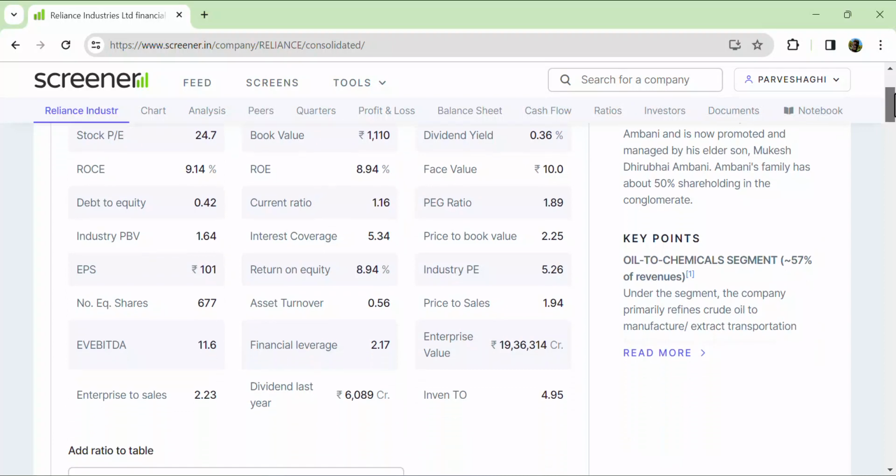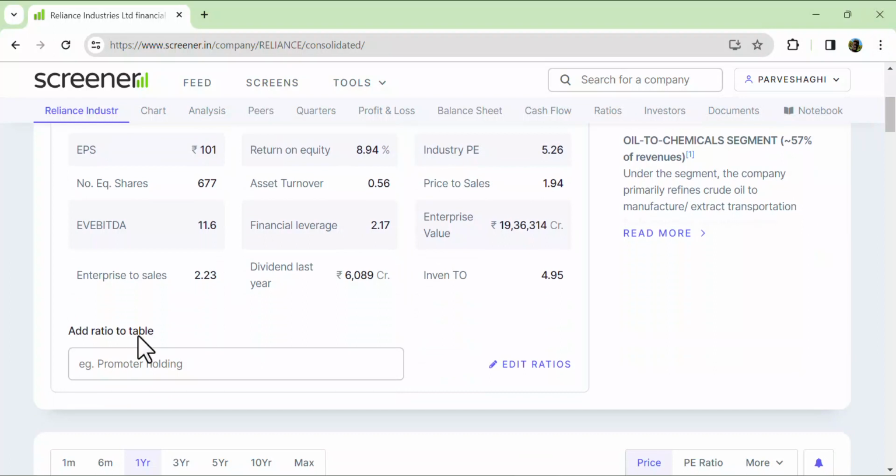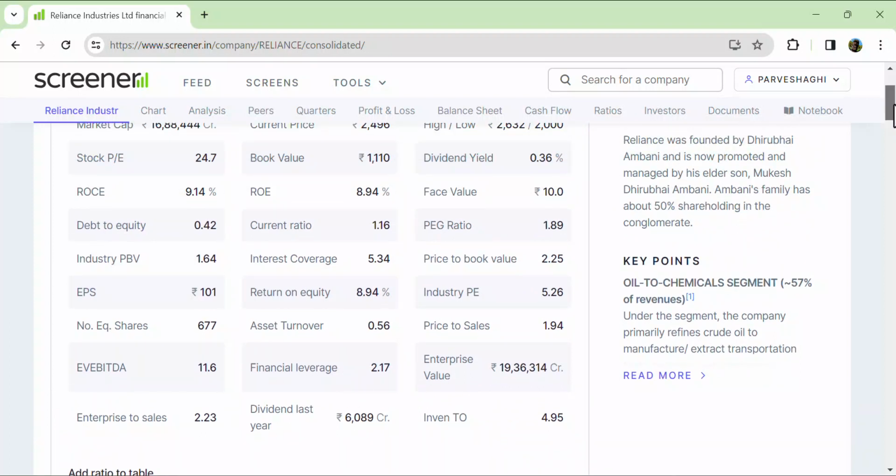The ratio will show only when you add it here. If you want, you have to add this ratio. There are a lot of ratios by default. Without login, you will get only the ratios which the Screener is giving you. Now you can add those ratios yourself also. I'll allow you to take a printout. This will come in your recording also, or you can just take a screenshot of this.